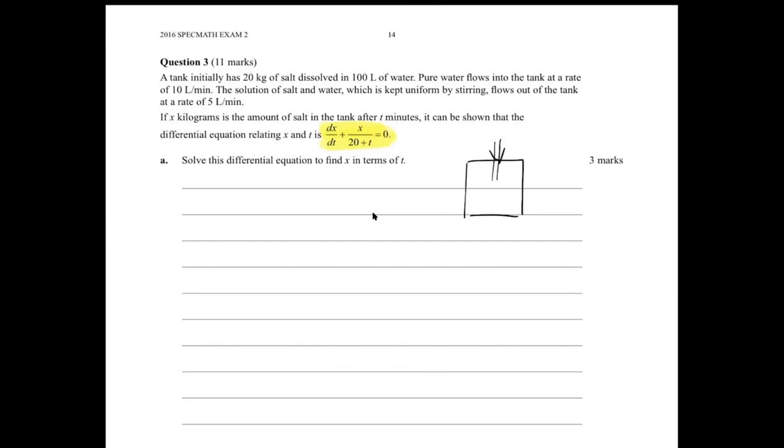Flow in, dV/dt in, equals 10. The concentration in pure water, nothing. Out, dV/dt out equals 5. C out, what is my C out? It's the amount of chemical divided by the total volume.